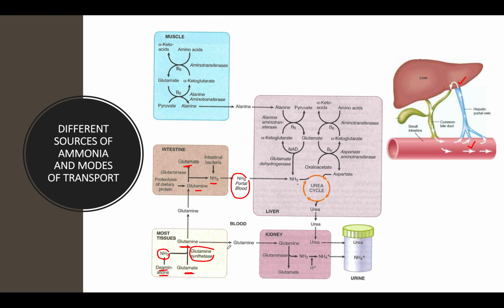A minor part of the glutamine goes to the kidney, where glutamine is converted to glutamate. Ammonia that is released is directly excreted through the urine in the form of ammonium ion, or in the urine you have water. That means it will be converted to ammonium hydroxide. Basic reaction: ammonia plus water, ammonium hydroxide.